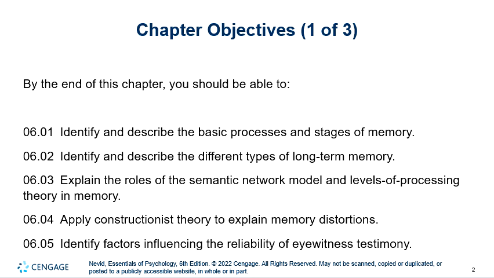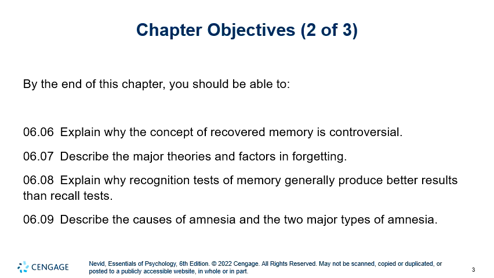We'll also be going over applied constructionist theory. That's going to help you to be able to describe and explain some of the memory distortions. We'll look into identifying factors that would influence the reliability, particularly in eyewitness testimony. We'll continue on by looking at the concepts of recovered memory and why it's so controversial. We'll then talk about major theories as well as factors in terms of forgetting.